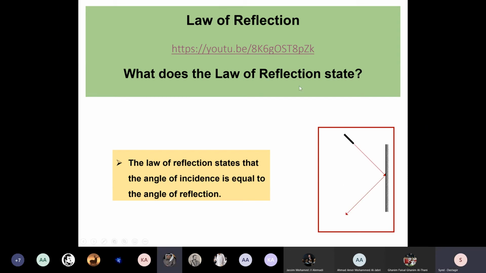You can watch the video after. How do we measure the angles?